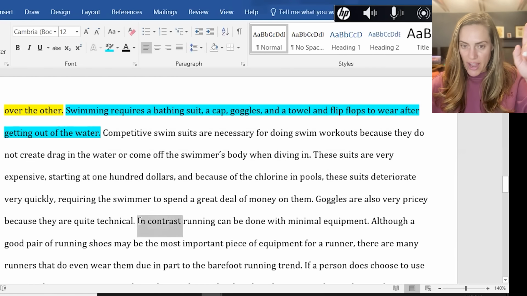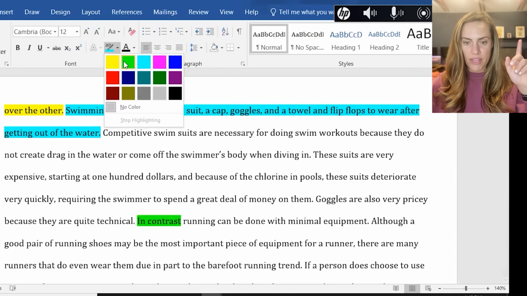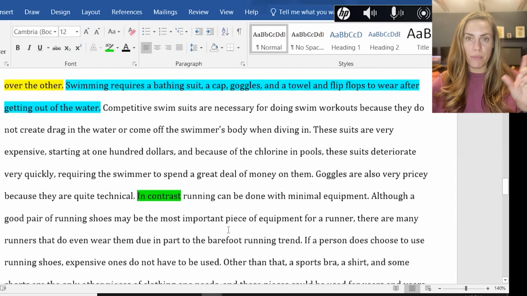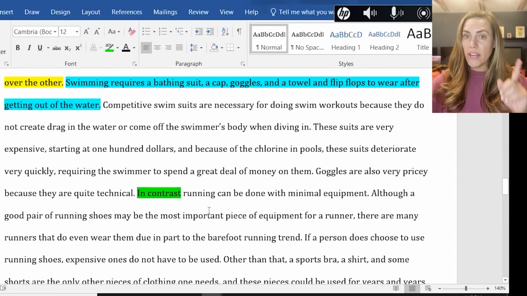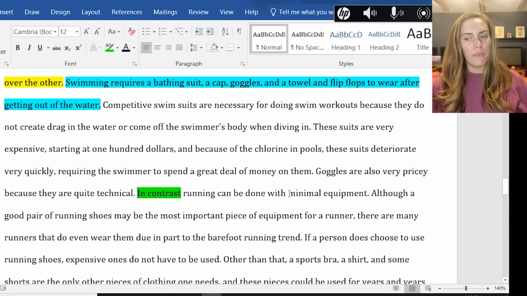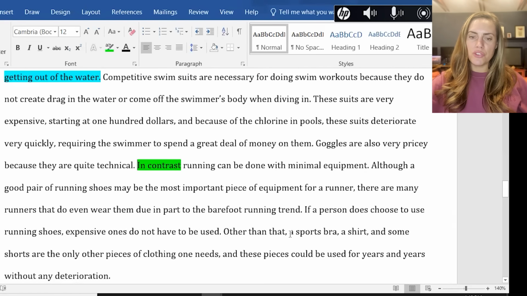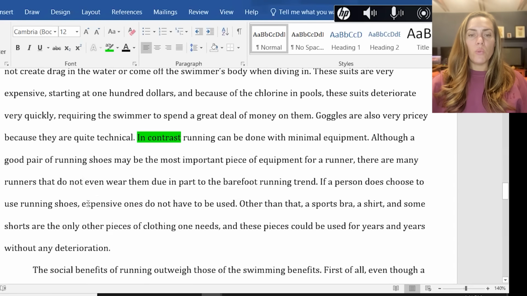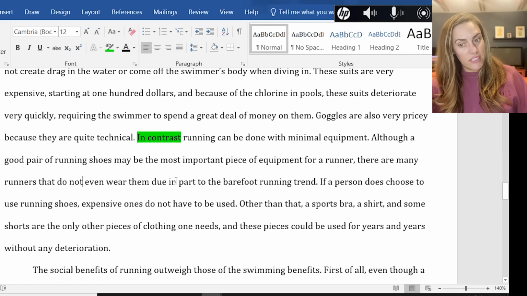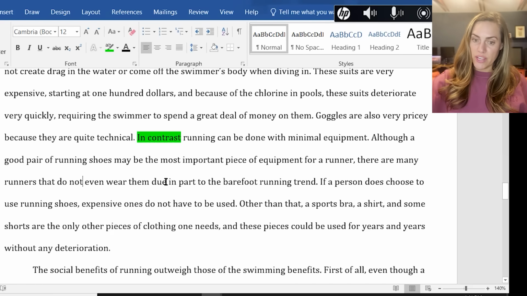In contrast, here I'm going to make that green, that's the transition word. I'm contrasting to running. Running can be done with minimal equipment. Although a good pair of running shoes may be the most important piece of equipment for a runner, there are many runners that do not even wear them due in part to the barefoot running trend.